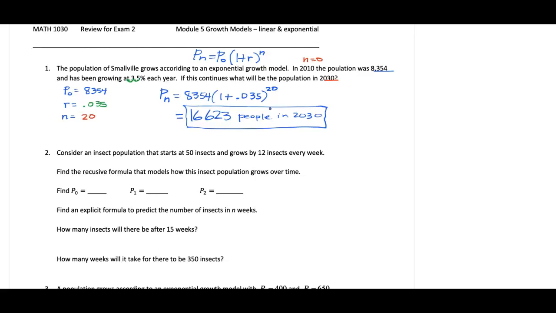Try it again because you got a really small number. There's just no way. So it should be 1.035 raised to the 20th power and then press equals after that. And then times it by 8,354.